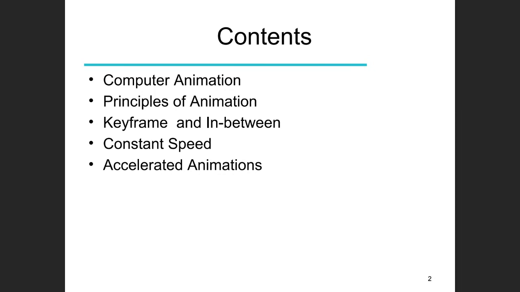We are going to see some mathematical equations and some computations about the constant speed animation, and also some equations and calculations about the accelerated animation. So these two concepts are quite important in animation. So let's start the topics of this lecture one by one.